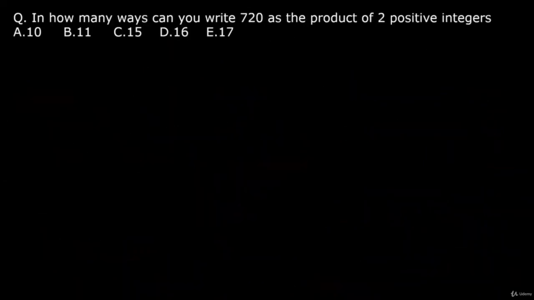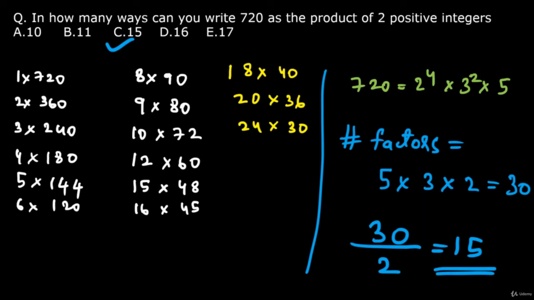Let's read the question. In how many ways can you write 720 as the product of two positive integers? What's the answer to this question? The correct answer is option C, that's 15. Right, let's discuss how that is. So you need to write the given number 720 as the product of two positive integers, right? Now the easy way is you just find the number of factors of 720.